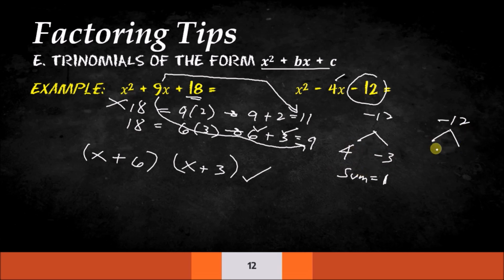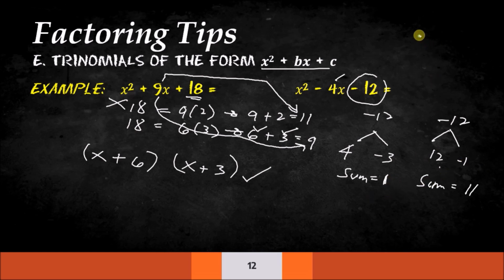Another, let us say, we have 12 and negative 1. If I'm going to multiply that, 12 times negative 1, that is negative 12. If I'm going to add that as part of the checking, kailangan ang maging sum ko daw ay negative 4. Pero kung titignan, the sum is 11. So therefore, these are not factors.